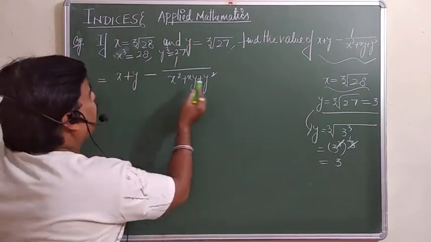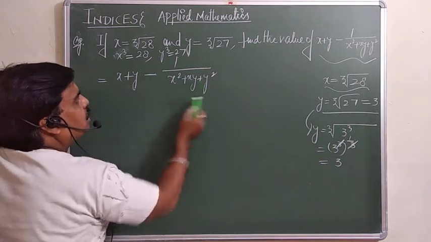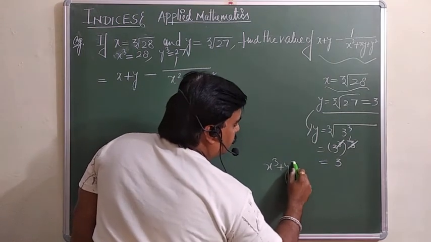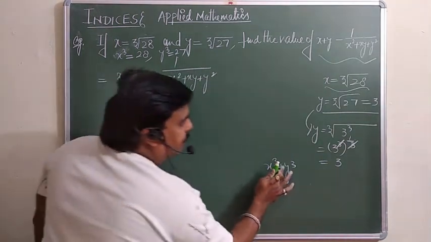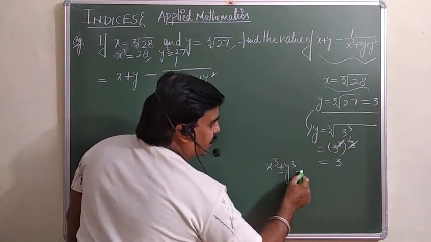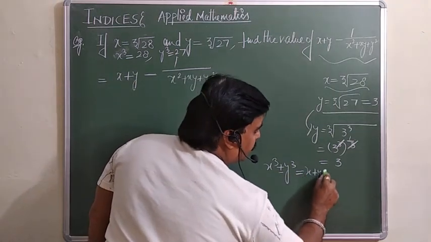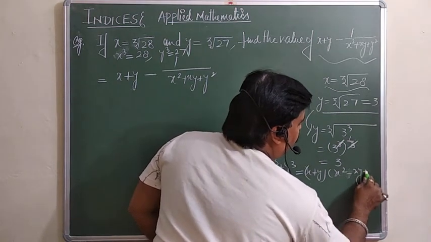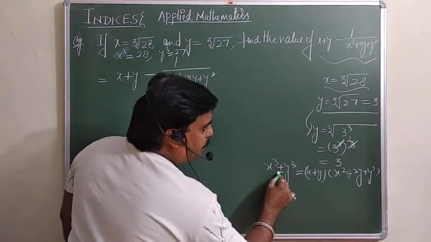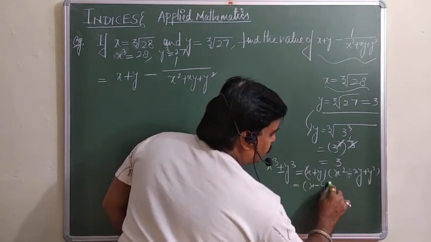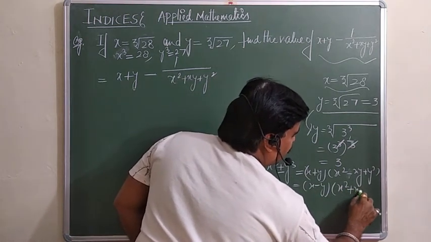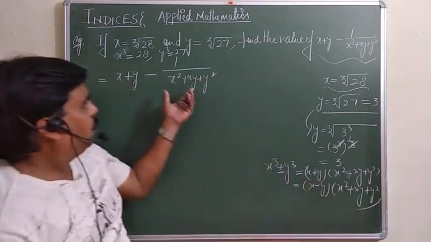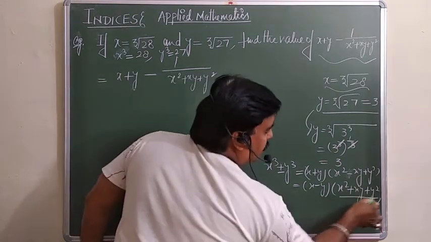It means I can write either this or this, any one of the parts, in the form of x cube plus y cube or x cube minus y cube. It's up to you only. In case of x cube plus y cube, you will get (x plus y)(x square minus xy plus y square). But here is the minus, then it will be (x minus y)(x square plus xy plus y square). These are the formulas. From here only, see now, this is already given.